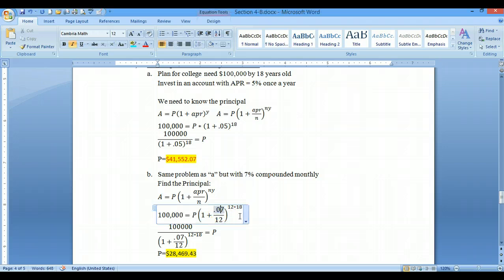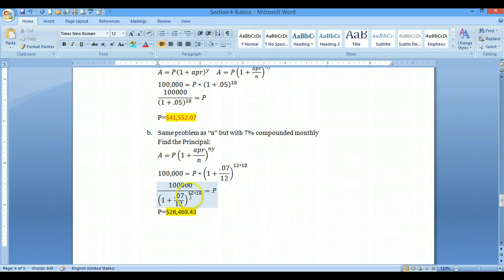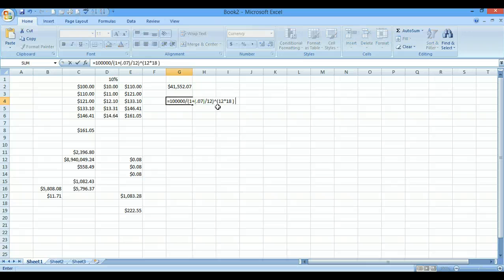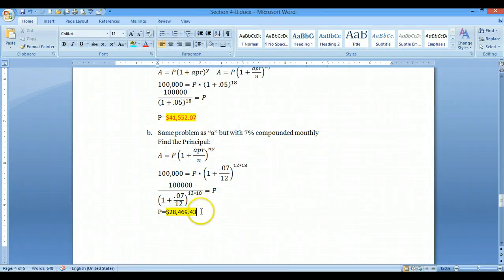Compounding this one monthly and having a 7% APR versus 5%, so this person just found a better bank or investment, 0.07 over 12, and raising this to the 12 because it's 12 times in 1 year and it's for 18 years. Again, divide both sides by this so that P is isolated, and we know it's divide because it's P times something, and the opposite of that is dividing, and you're left with 100,000 over that mess. Again, copy and paste in here, or go ahead and type it into your calculator. It's a lot of work though, now that I've taught you the fast way. Wow, look at the difference between those two numbers. 41,000 versus 28,000. A significant difference.